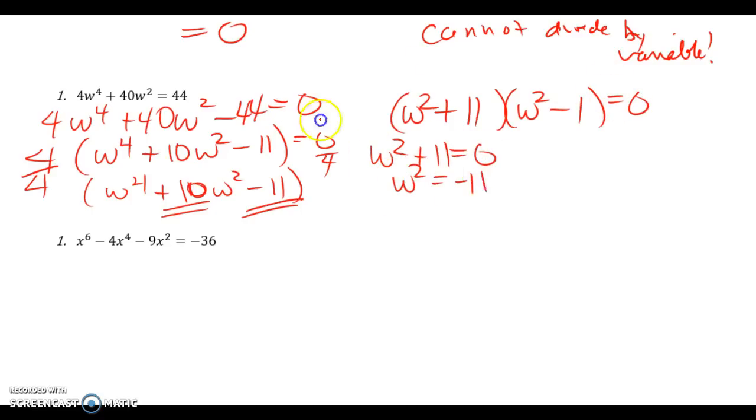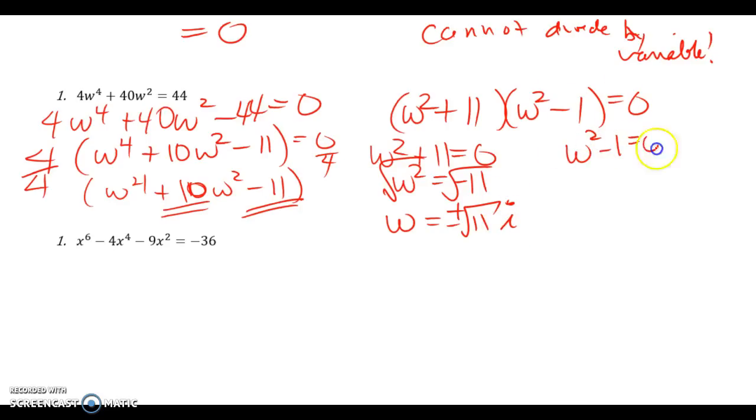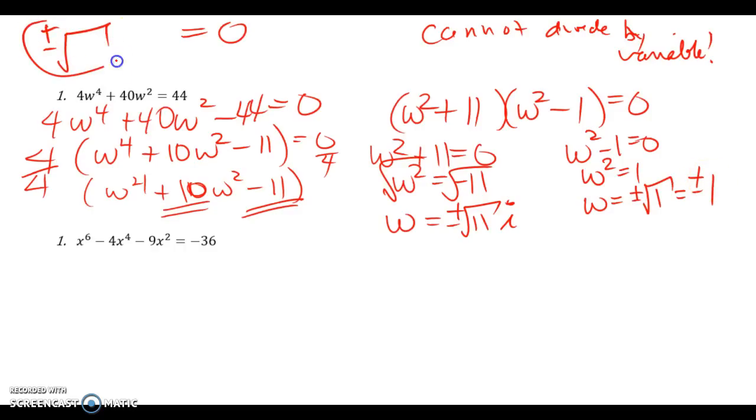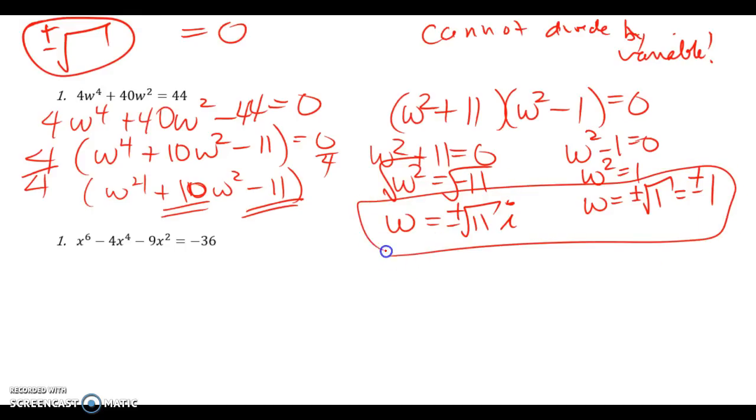W squared equals -11. Take the square root of both sides. W equals the positive and negative square root of 11, because it had a -1 under there, I have an i. Over here I have w squared minus 1 equals 0. W squared equals 1. W equals the positive and negative square root of 1, which is positive and -1. It's very important that when you take the square root, you don't forget this. That'll throw everything off. So in this case, I have 4 solutions, which is what I expect. 2 happen to be imaginary, 2 are not.